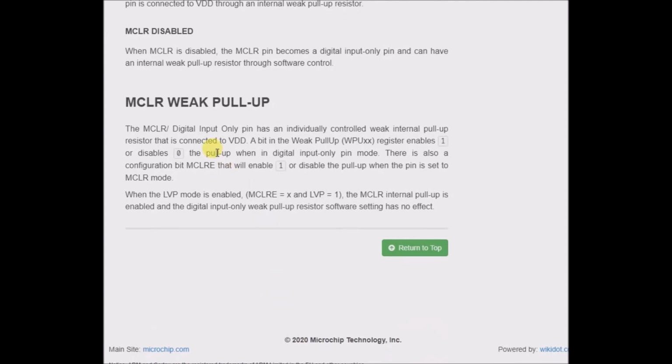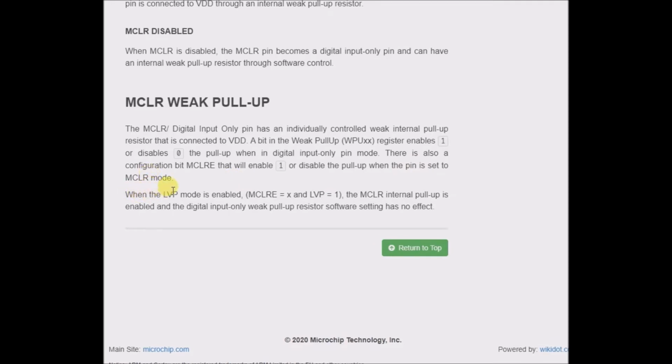MCLR weak pull-up. The MCLR digital input-only pin has an individually controlled weak internal pull-up resistor that is connected to VDD. A bit in the weak pull-up WPUxx register enables (1) or disables (0) the pull-up, when in digital input-only pin mode. There is also a configuration bit MCLRE that will enable (1) or disable the pull-up when the pin is set to MCLR mode.